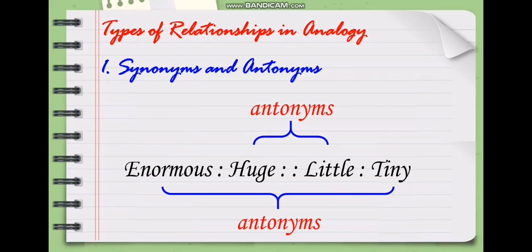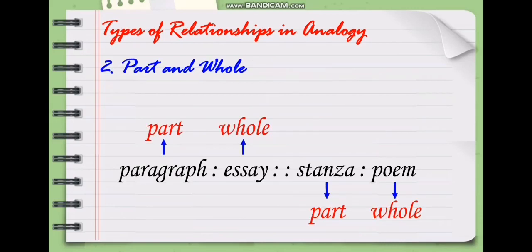Next, we have the other type of relationship of the words in an analogy, which is part and whole. Example, paragraph is to essay, as stanza is to poem. We know that an essay consists of several paragraphs and a poem is composed of several stanzas. Therefore, paragraphs are just parts of a bigger whole, which is the essay, and stanzas are parts of the bigger whole, which is the poem.